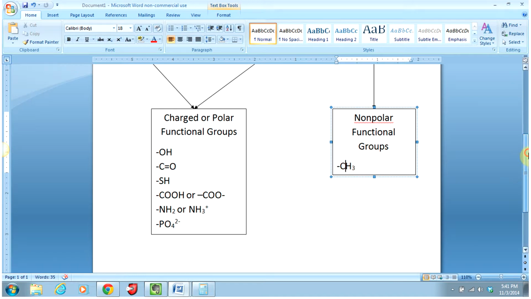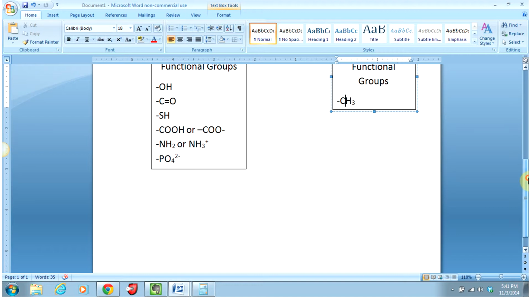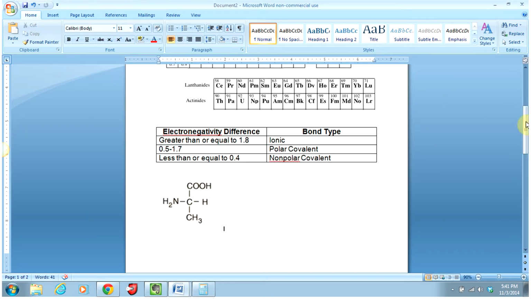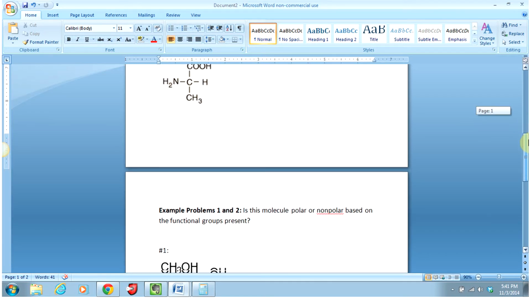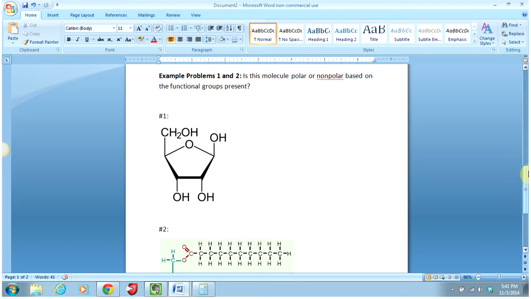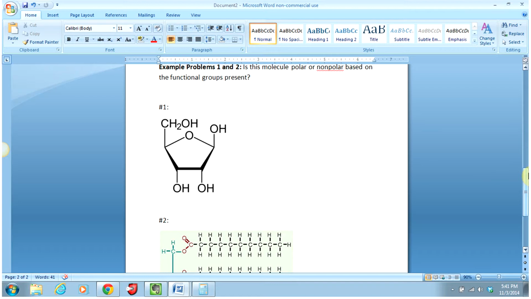Okay. So I want to take a look at an example of a problem that you might be asked to complete based on your knowledge of functional groups and their properties. So for each of these two molecules, we're going to determine whether they're polar or nonpolar based on the functional groups present. Now the first one that I see, right away I know that this is a sugar.